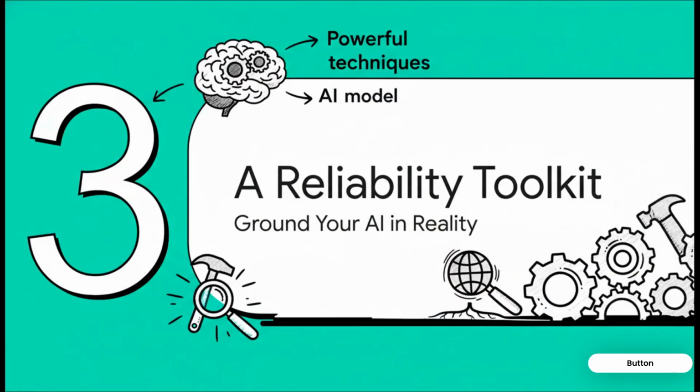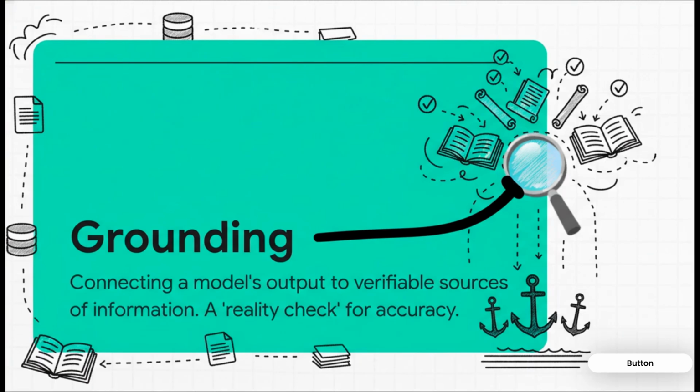Okay, so once you've picked your model, it's time to get our hands dirty and actively make it more reliable. So let's open up the reliability toolkit and check out the powerful techniques we can use to ground our AI in reality. The absolute core concept here is grounding. Seriously, think of it as a reality check or maybe a safety net for the AI. It's the process of connecting or tethering the model's output to specific verifiable sources of information. This anchors the AI's answers in actual facts, and that dramatically reduces the risk of it just making stuff up.